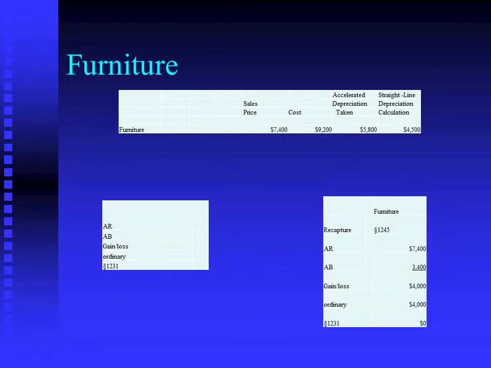If you have any questions about why all the gain is ordinary, remember that there was $5,800 of accelerated depreciation and only $4,000 worth of gain. So all of the $4,000, to the extent of the $5,800, is ordinary income.